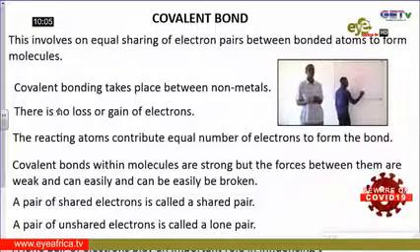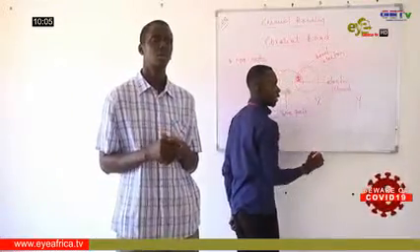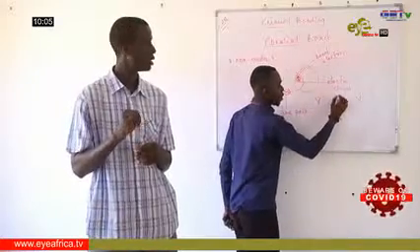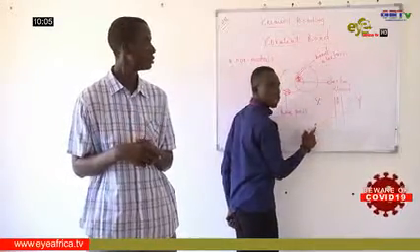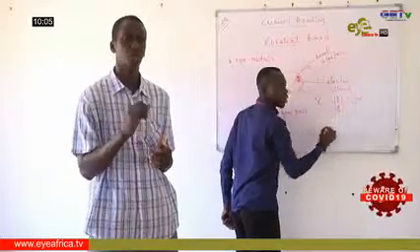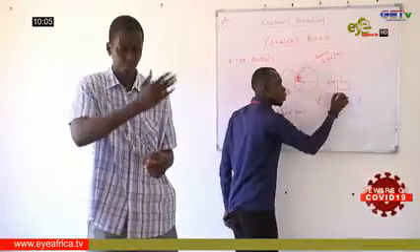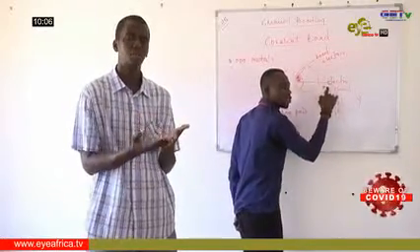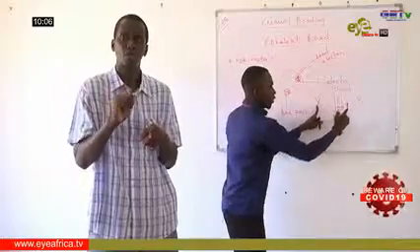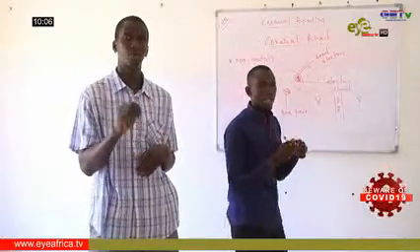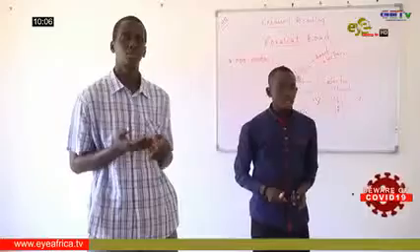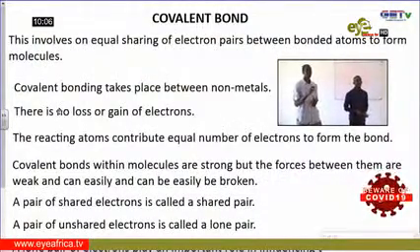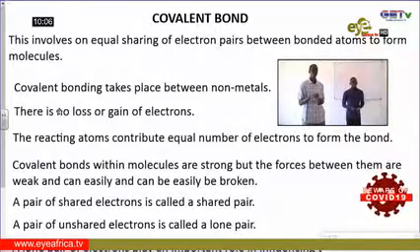Now, atom X and atom Y, we assume this is their electron cloud. If atom X puts 2 electrons here, Y also must put 2 electrons. So they need to bring an equal number of electrons as far as sharing is taking place. So each of X and Y needs to bring an equal number of electrons. Covalent bonds within molecules are stronger, but the forces between molecules are weaker and can easily be broken.